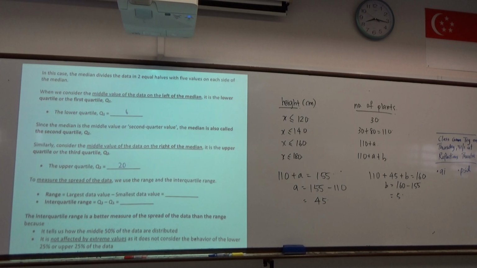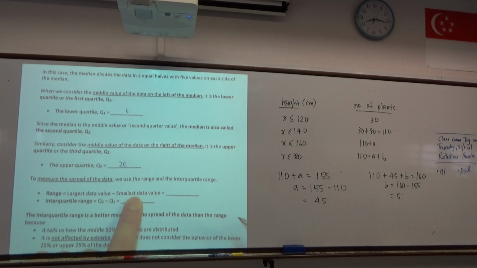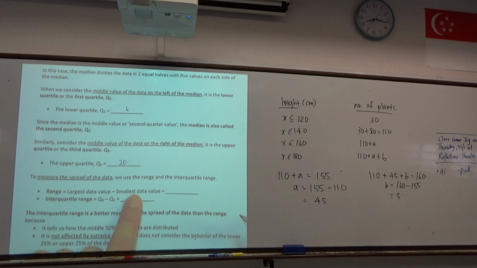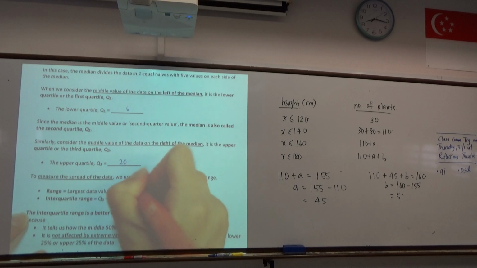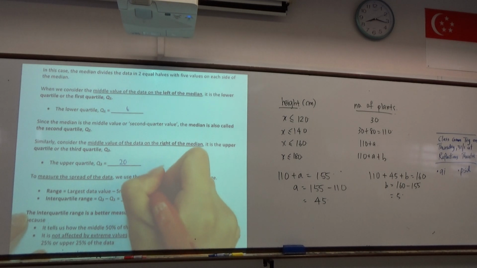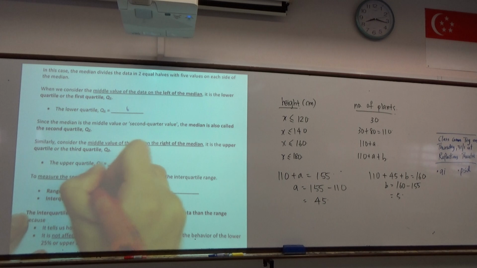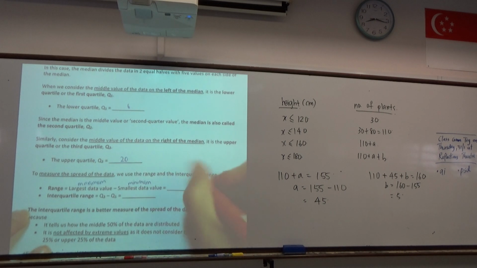Then after that, to measure the spread of the data itself, there are 2 ways to measure the spread, that means how it ranges. The range itself is defined as the largest data value, the maximum, minus the smallest data value, which is the minimum. So in this case, that will be 30 minus 2. So the range itself will be 28.